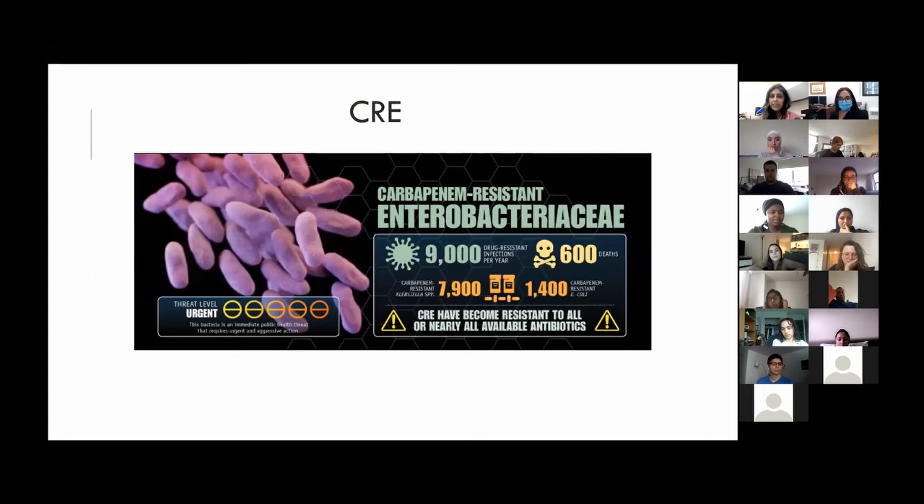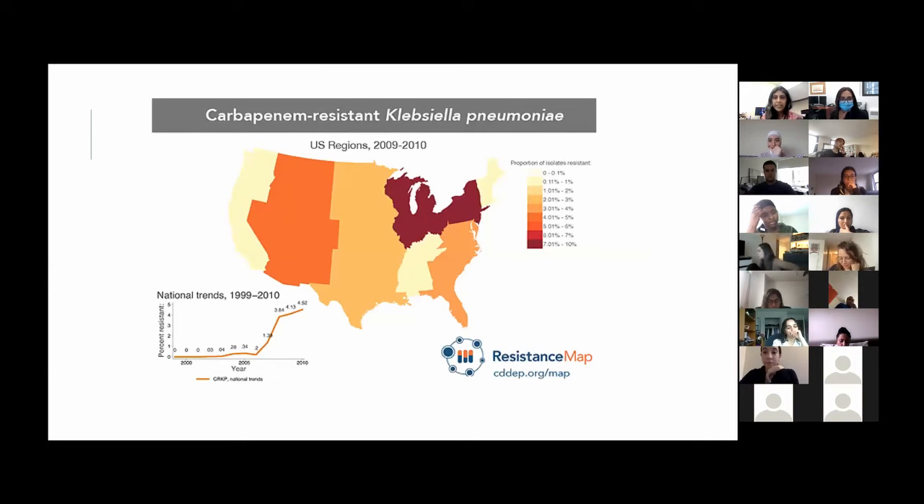So carbapenem-resistant Enterobacteriaceae, like this patient has, is described by the CDC as an urgent level threat. It's responsible for many drug-resistant infections per year and is associated with high morbidity and mortality. And this is a slide from 2009 and 2010. CRKP was first described back in 2005, 2006, but you can see it became endemic to New York in 2009, 2010. Since that time it has quickly spread all over the country and is now endemic basically everywhere across the world.